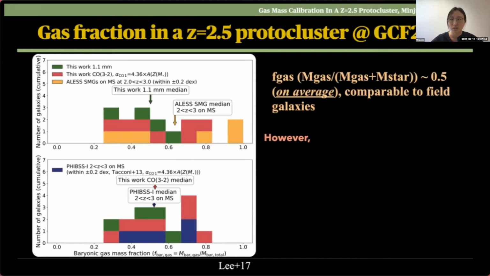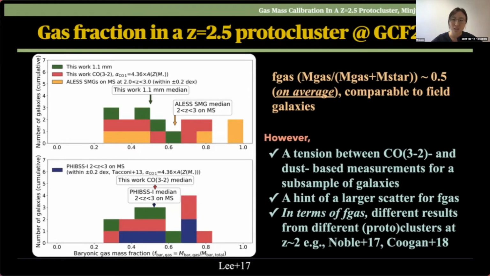Actually, this is my second attendance at the GCF conference. I gave a talk in 2017, and I showed our results from a redshift 2.5 protocluster using CO(3-2) and dust, which gives a consistent gas fraction for the main sequence galaxies. But of course, there was a tension between CO-based and dust-based measurements for a subsample of galaxies. Also, there was a hint of a larger scatter in terms of the gas fraction.